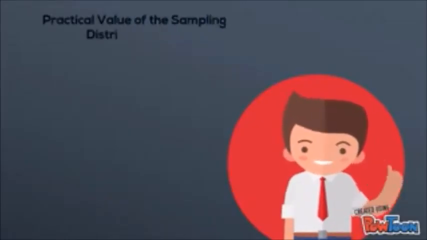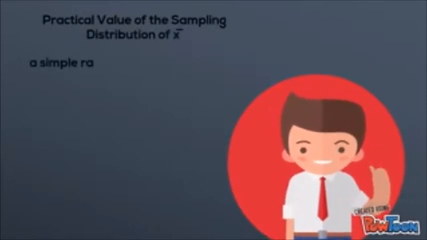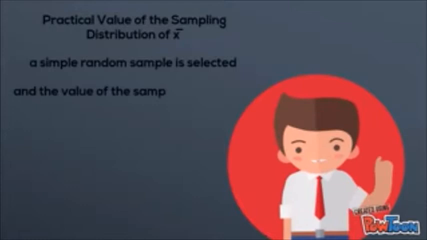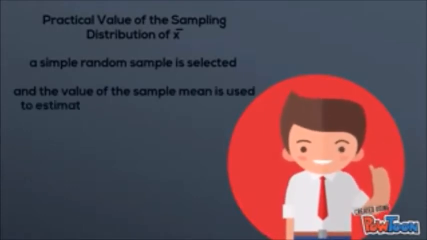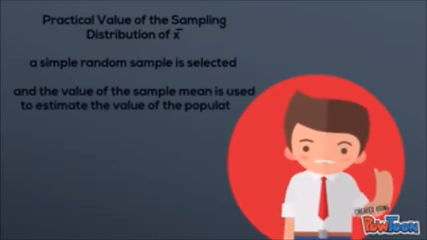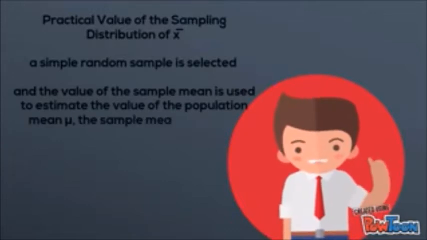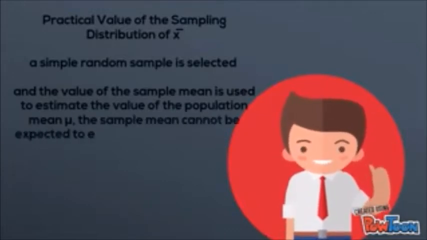Practical value of the sampling distribution of the mean. Whenever a simple random sample is selected and the value of the sample mean is used to estimate the value of the population mean, the sample mean cannot be expected to exactly equal the population mean. The sampling distribution of the mean can be used to provide probability information about the difference between the sample mean and the population mean.